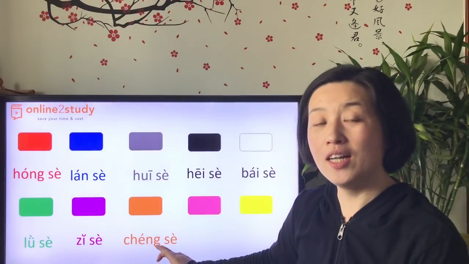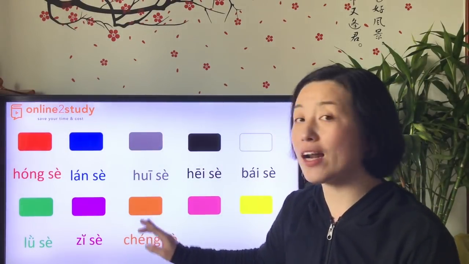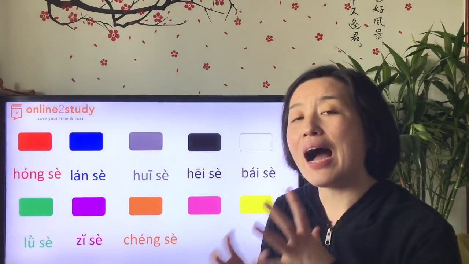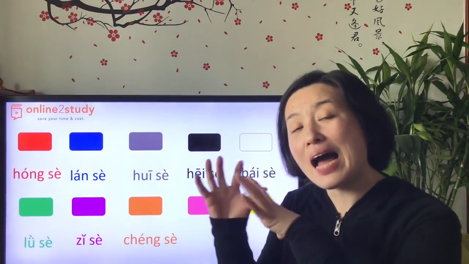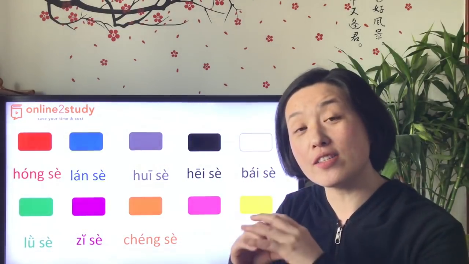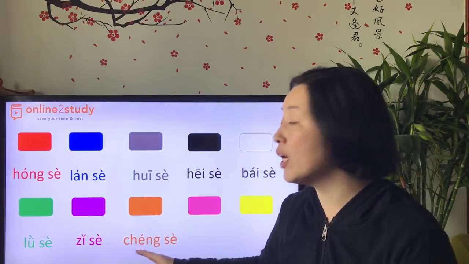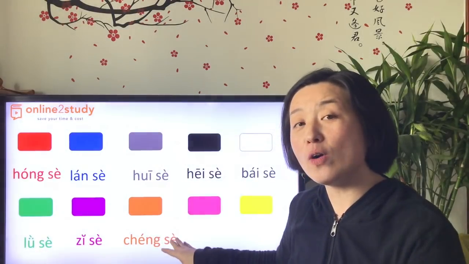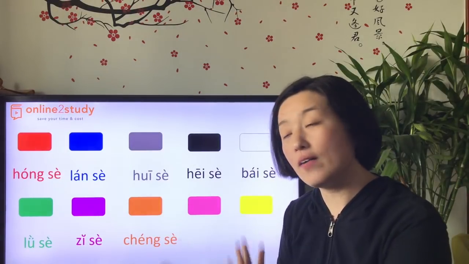This one, orange color. 橙色, 橙色. Orange color. That is the same as English. If we say, I like orange, orange is a fruit, right? But orange is also a color, right? The same as Chinese. 橙 is orange. So for the color, they also use the same name. So it is 橙色. Okay?